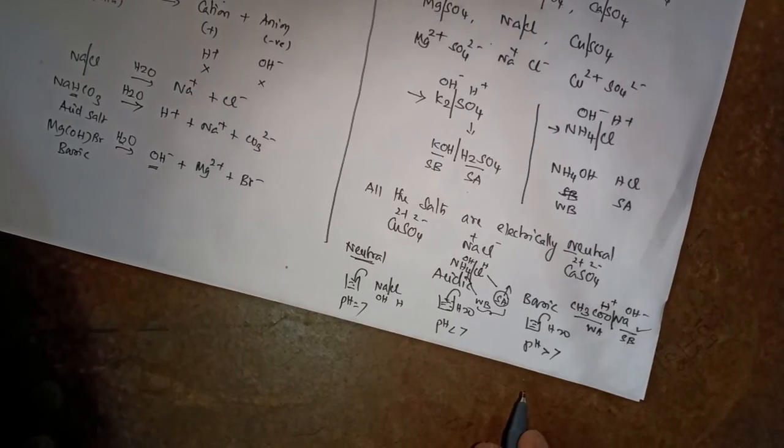For the basic one, I can go for sodium acetate. Here it splits, H plus and OH minus. What happened? Sodium hydroxide and acetic acid. But acetic acid is a weak acid and sodium hydroxide is a strong base. So it shows what property? It is basic property. With this, we complete today's class.